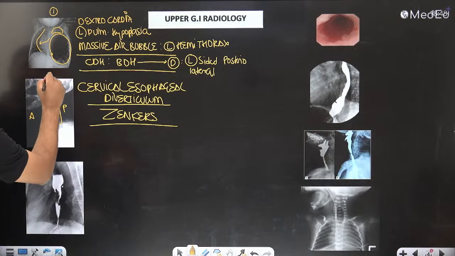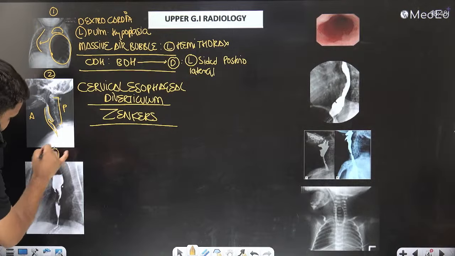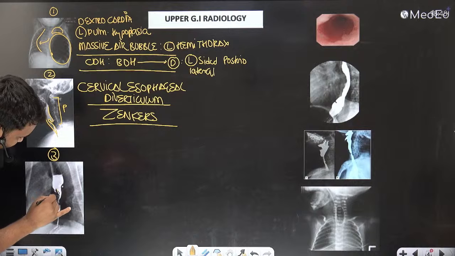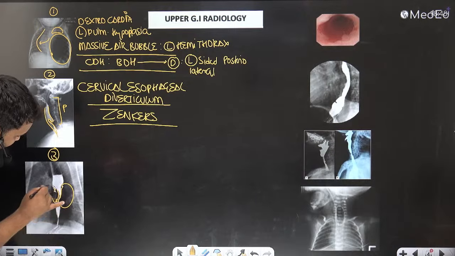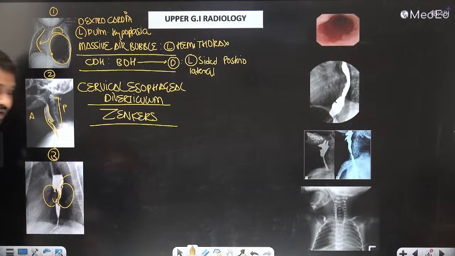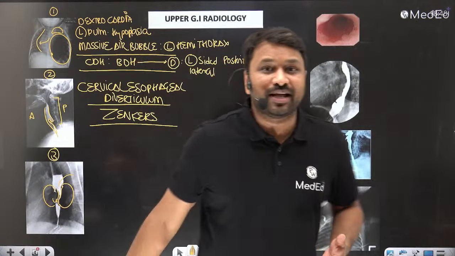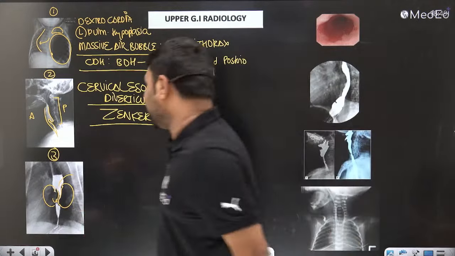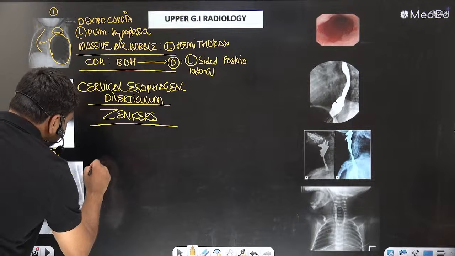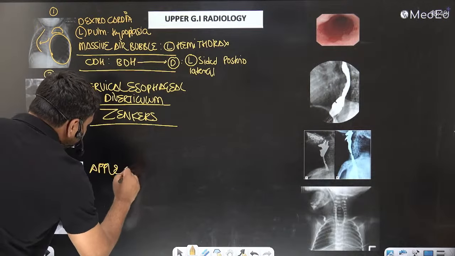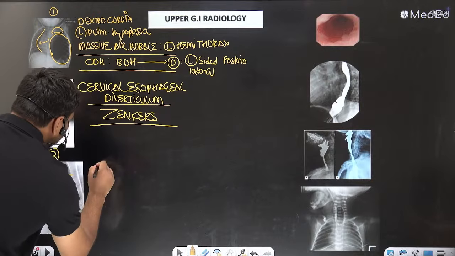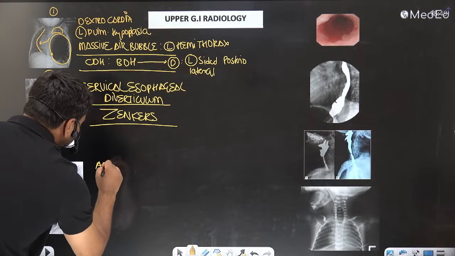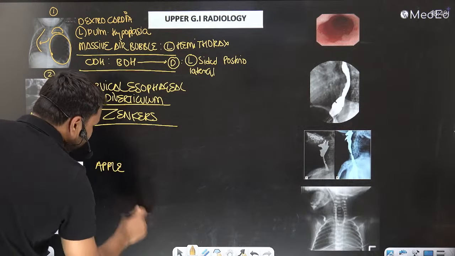Then you have image number three. In image number three, you can see there is a nice tapering across here, and there's a shouldering aspect here. It looks like somebody has eaten the apple and thrown away, right? Now this is what we call the apple core sign. And I hope everybody knows the apple core sign is seen in esophageal cancer. Absolutely correct.